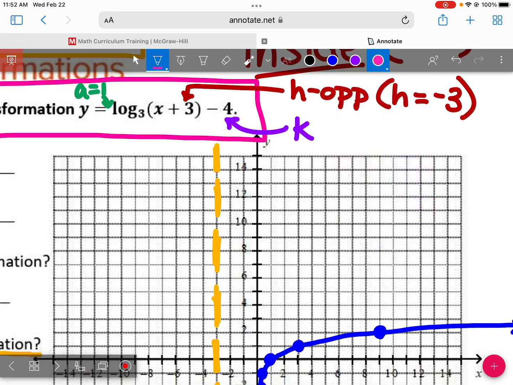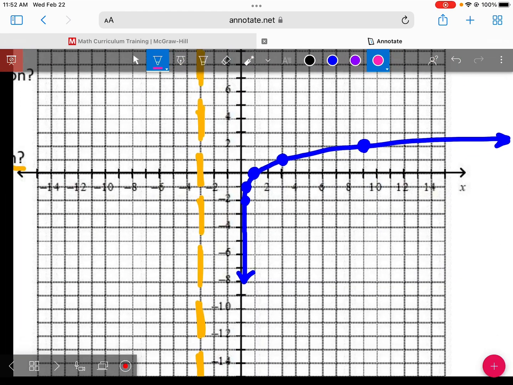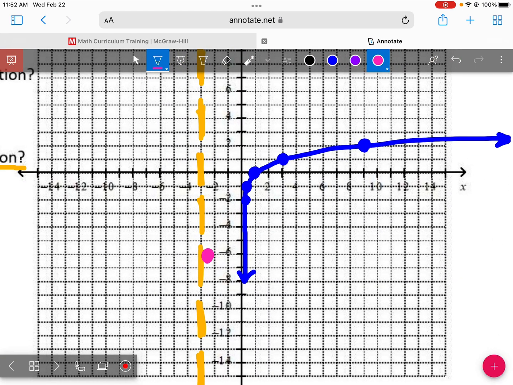So I'm going to go plot my new points, my new x, my new y. Negative 2.89 is almost negative 3. It's going to hug right along my asymptote. Same thing with negative 2.67 and negative 5. Negative 2, negative 4. 0, negative 3. And 6, negative 2. Hugs along the asymptote and curves through those points.